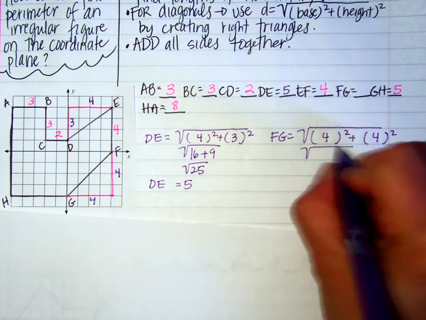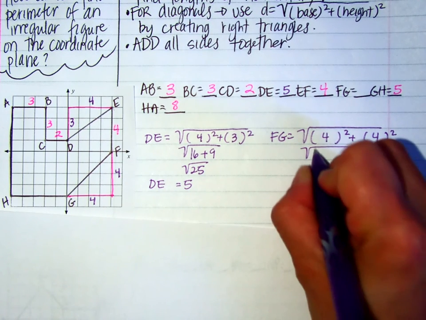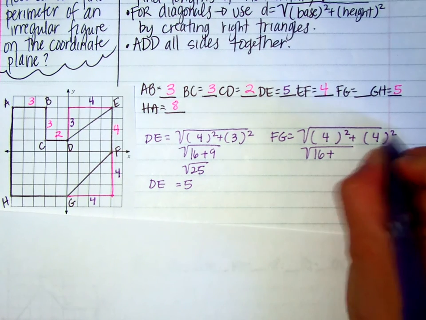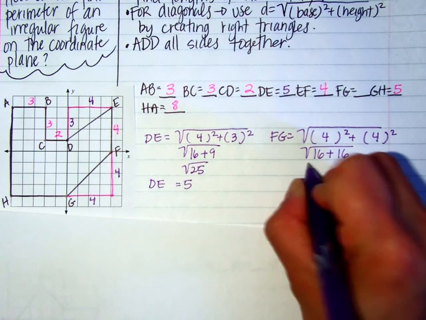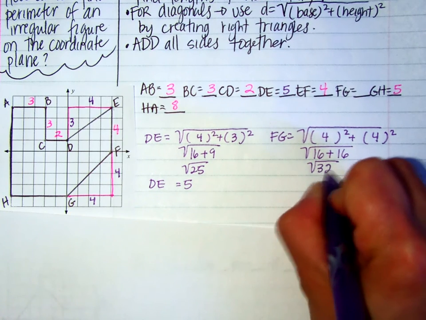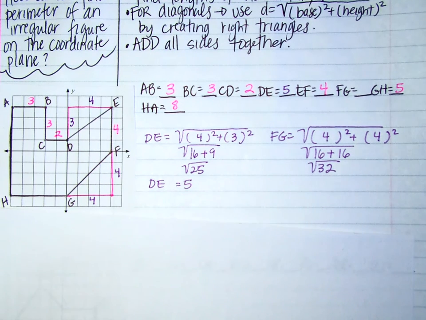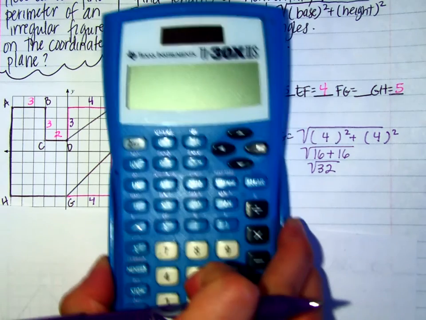And now I'm going to simplify. 4 times 4 is 16. 4 times 4 is 16. 16 plus 16 is 32. And I don't know the square root of 32 off the top of my head, but I do have my trusty calculator that will help me out.